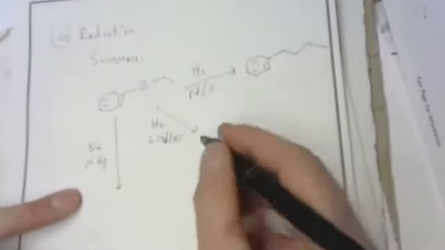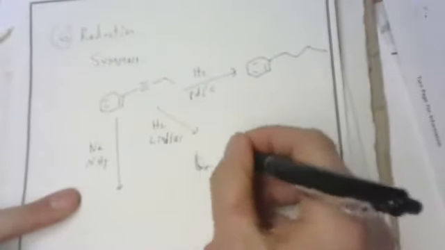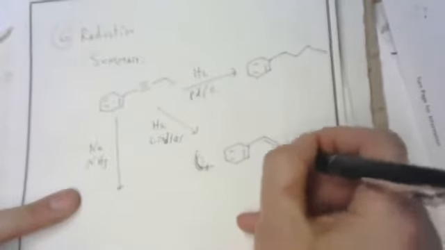One, two, three, 4 carbons hanging off. H2 Lindlar gives a cis product. Sodium ammonia gives a trans product. All right, that's a nice summary, right?